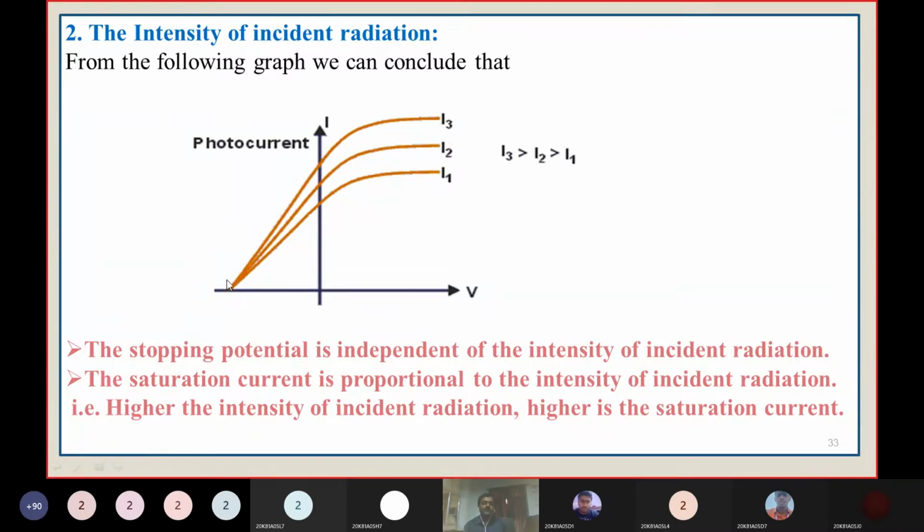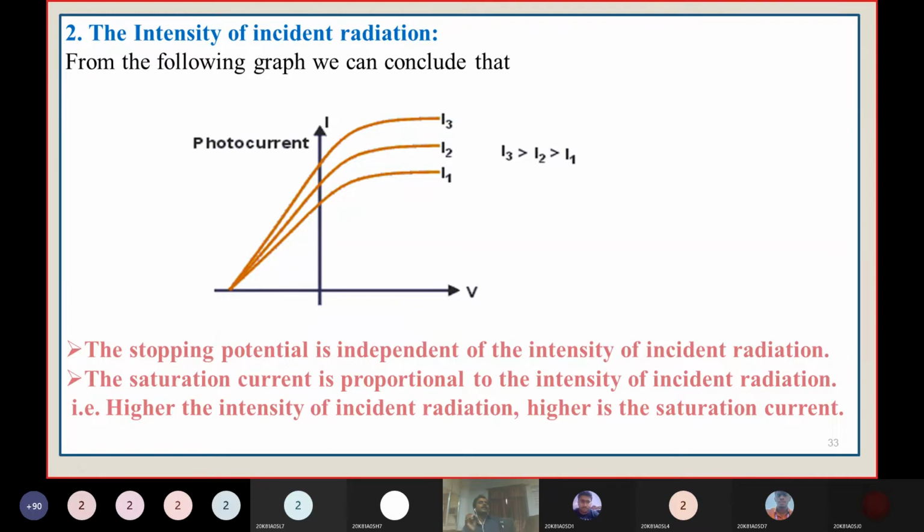See one more thing here, stopping potential. Stopping potential does not depend on the intensity. See here, stopping potential is constant for all intensity values. So if you increase the intensity, what happens? The current increases, but the stopping potential does not change.